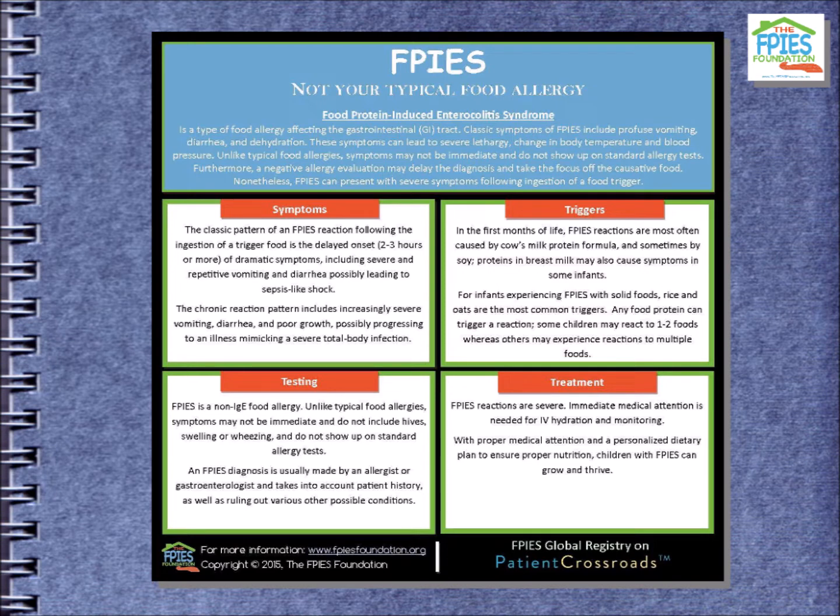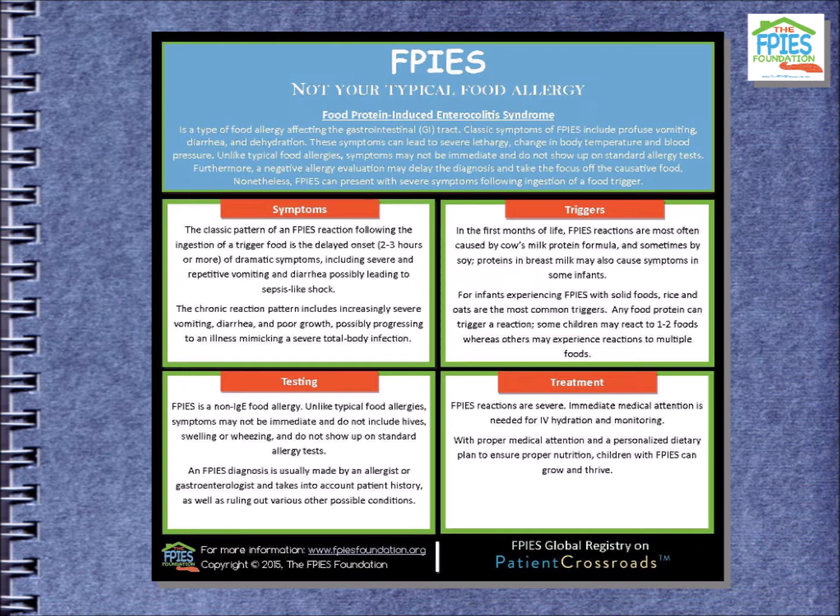And symptoms can be relatively dramatic and can include severe and repetitive vomiting and diarrhea that can lead to sepsis-like shock in some cases. So when a child's exhibiting this type of reaction, it's really important to get them immediate medical care. And there is also the chronic reaction pattern that we'll discuss a little bit further, but it's serious and needs to be managed, but it's not as dramatic and emergent as the acute reaction pattern, which I just described.